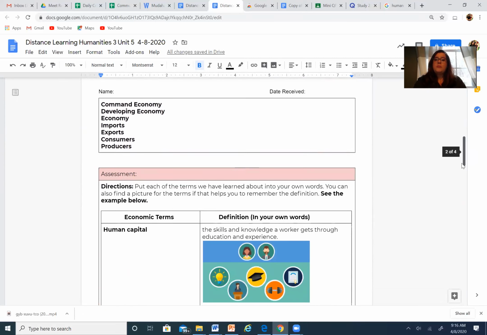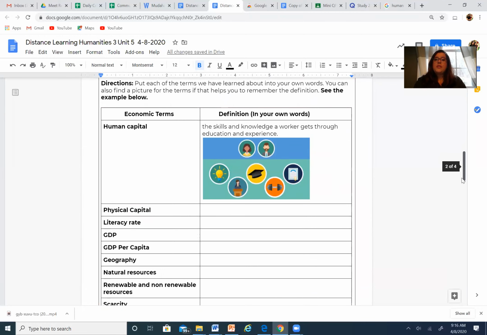Now, what you're going to be doing is putting each of these terms that you've learned into your own definition. You absolutely have to do your own definition. That's a must, okay? And I want to see it in your own words as much as possible.